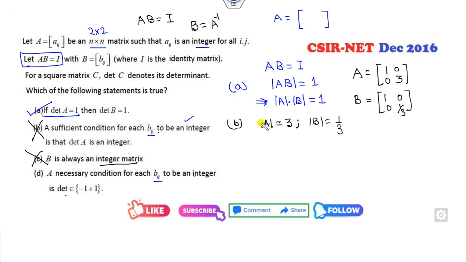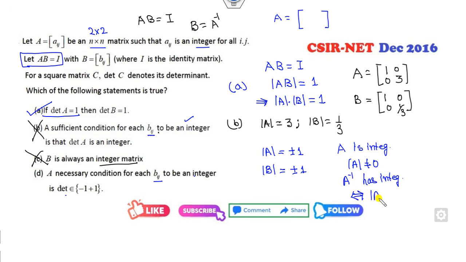is that the determinant is plus minus 1. Yes, true. If the determinant is plus minus 1, then definitely the determinant of B is also plus minus 1. Again the same remark: if A has integer entries and the determinant of A is non-zero, then A inverse has integer entries if and only if the determinant of A is plus minus 1.